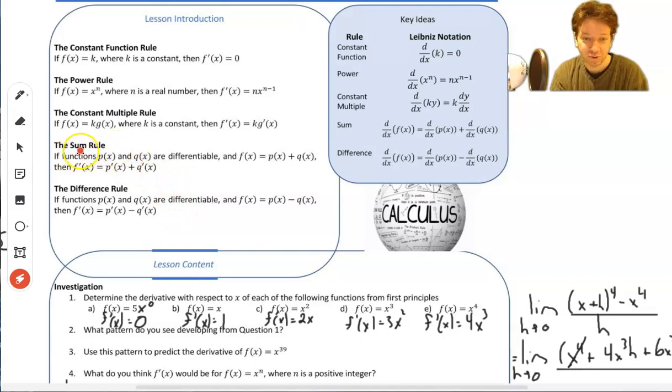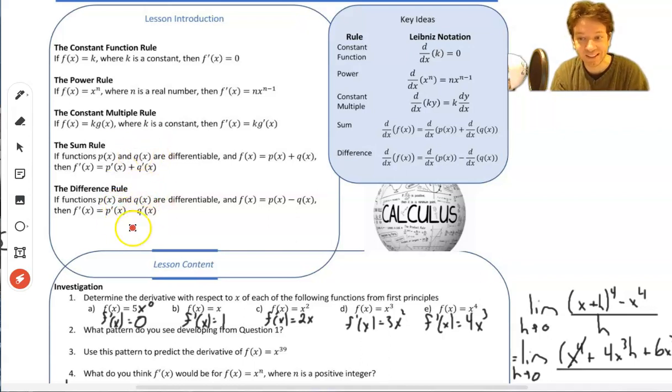All right, well, what about the sum rule? Let's say we have two functions, p and q. The derivative of the sum of p and q would just be the sum of their derivatives respectively. And the same with the difference. If you find the difference between p and q, the derivative of those differences is just the difference of each derivative separately.